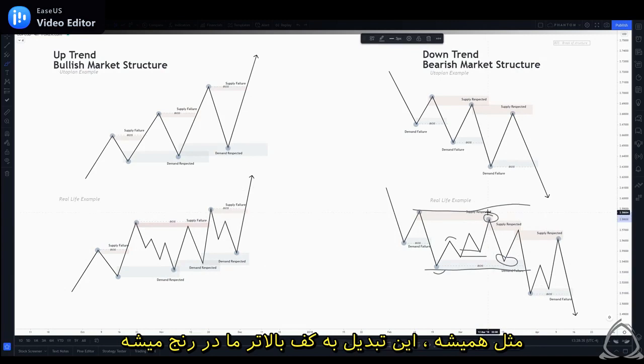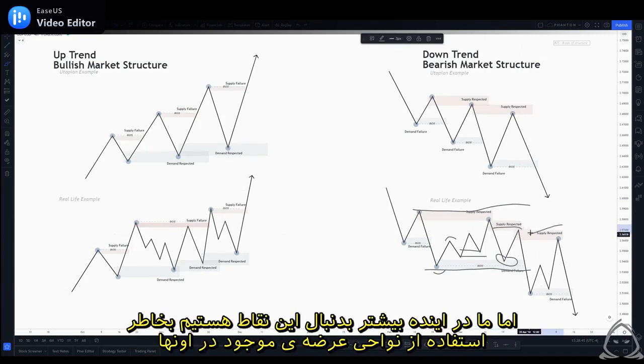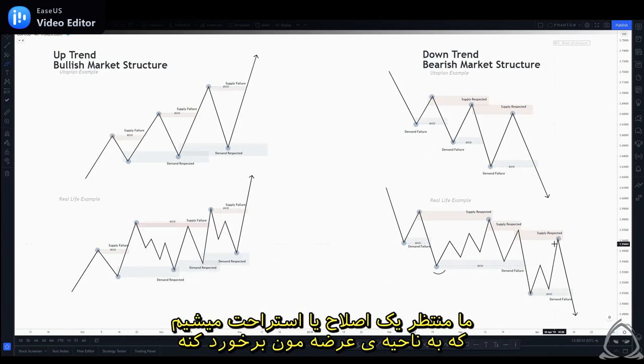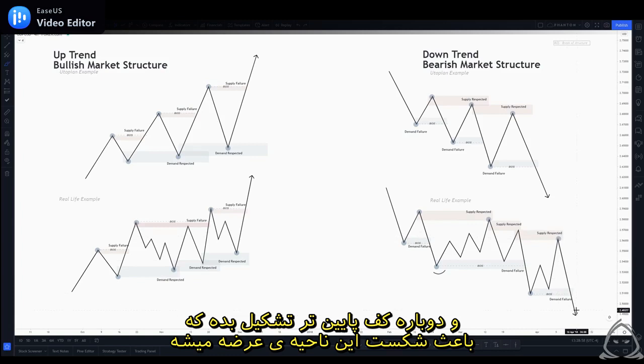And again, this would be our higher low within the range, but we would be more interested in these points as supply zones for future use. And again, we see price create a lower low, which caused this demand failure. We'd be waiting for a correction or retracement to form. Again, it taps into the supply zone, moves to the downside, creating another new lower low, causing this demand zone to fail.